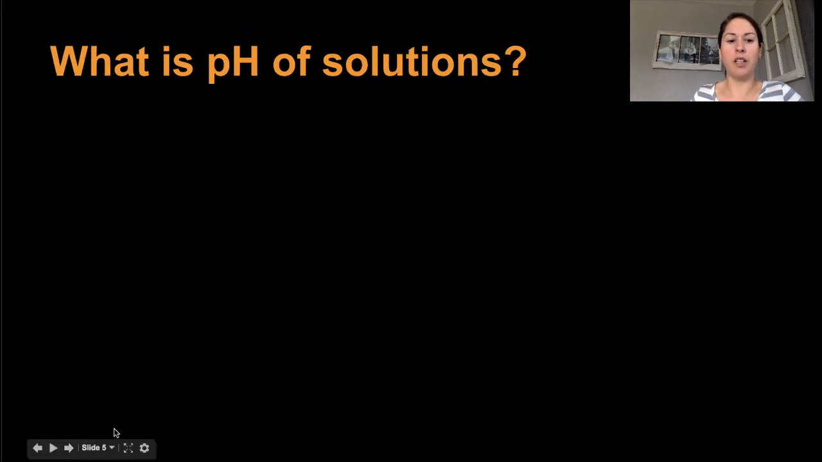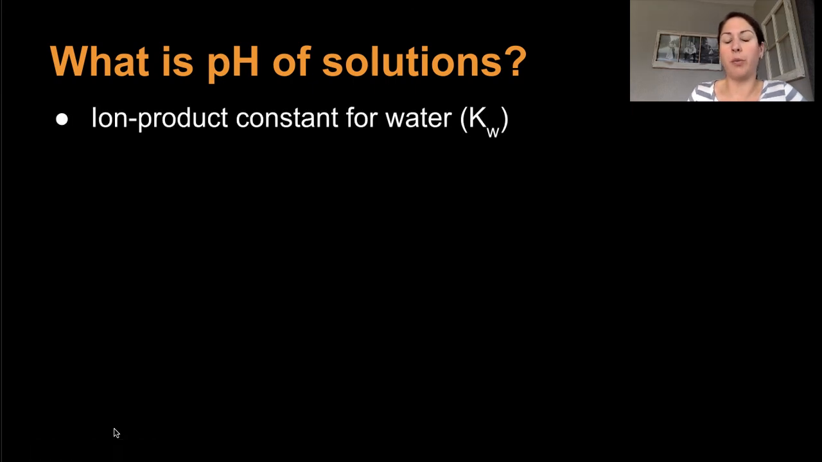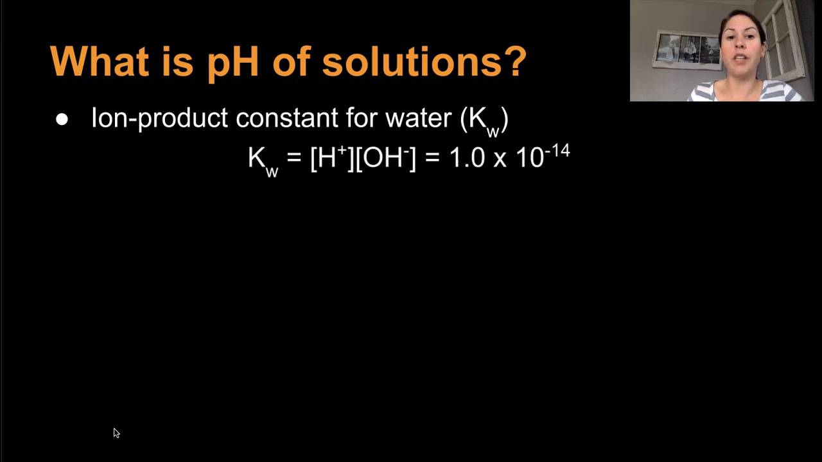Okay, so let's talk a little bit about pH of solutions. So you've probably heard of pH before. Let's talk first about water. So we have this ion product constant for water, and if we remember, we're really still centered in equilibrium. With water, we can write an equilibrium expression for the ions in water that we call the ion product constant. This is similar to our Ksp for solubility product. It's going to be hydrogen ions and hydroxide ions, and when we multiply those two together, we should always get 1 times 10 to the negative 14th.